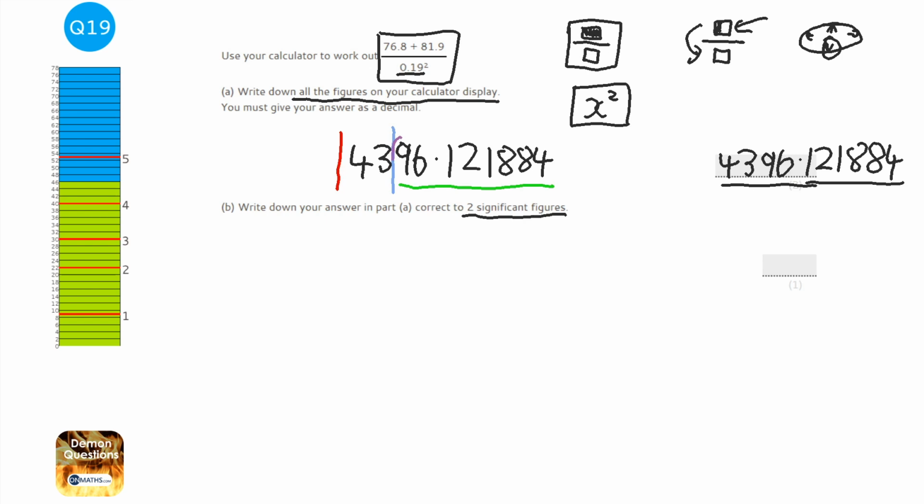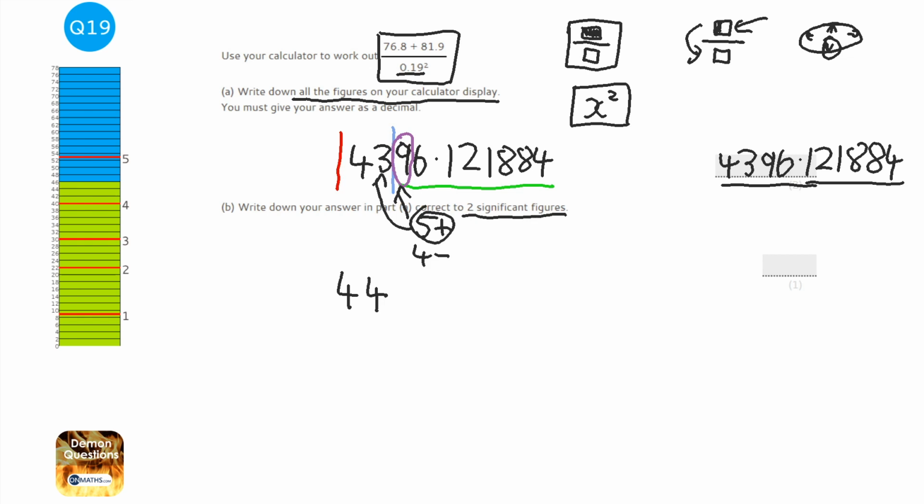Now, this number here, the 9, is what we call a decider number. That 9 is going to go. But before it goes, we need to see whether it is 5 or more or 4 or less. If it's 5 or more, it pushes that 3 up to a 4. So the answer will be 4, and then you'd think, oh, okay, that's it, rounded, and you'd write that in the answer column.